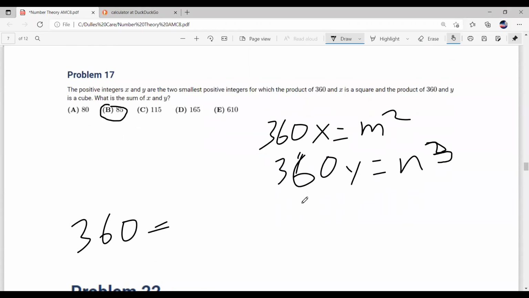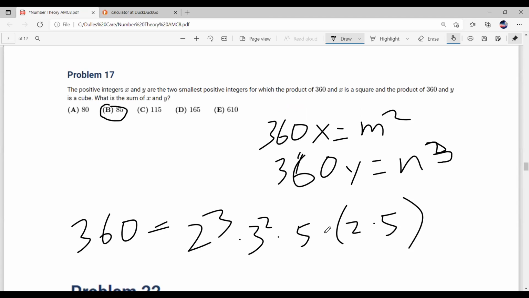360 is equal to 2 cubed times 3 squared times 5. So what are we missing? In order to express 2 cubed times 3 squared times 5 as a square, we have to multiply by 2 and we have to multiply by 5, because then that would give us 2 to the 4th and 5 squared, so that would give us some number squared. So the first number would be 2 times 5.